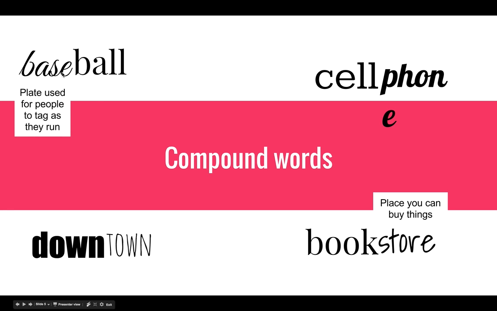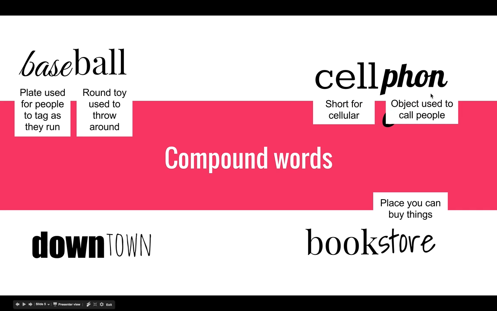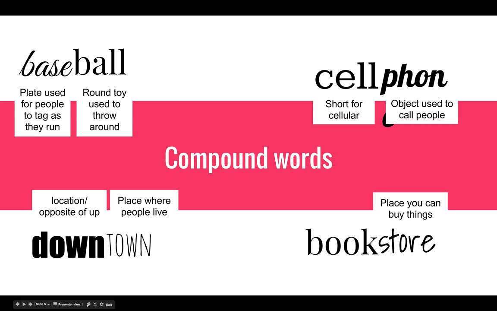And then if you broke it down and you had to describe what a base was, it's the plate that's used for people to tag as they run. And then a ball, obviously, round toy used to throw around. We put those together and we get what makes up pretty much the game of baseball. Cell, short for cellular, and obviously phone is what we used to call people. So we have a cellular object that's used to call people, i.e. a cell phone. Down is the location, opposite of up. And then town, place where people live. And then book is a thing that you read, and a store is a place that you can go to buy things. This is what you're going to be asked to do in the first part of lesson 1, is just break down what these words mean together.